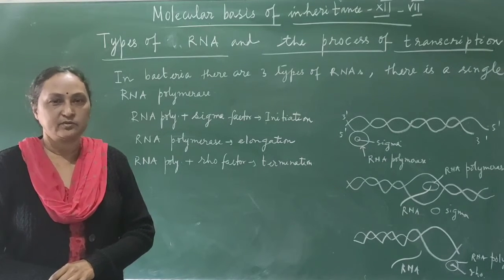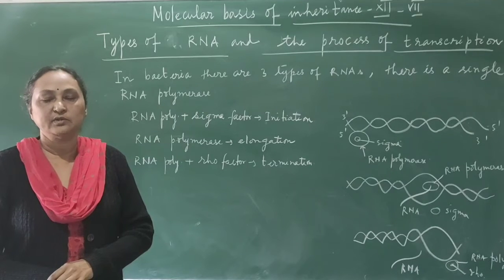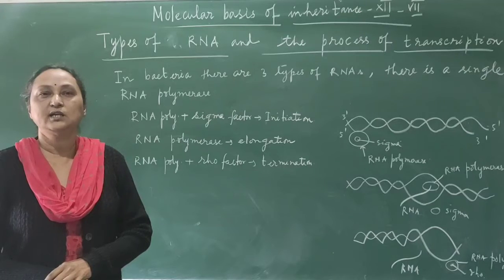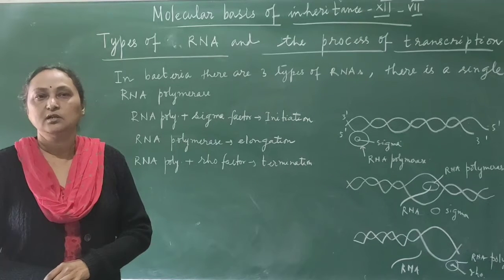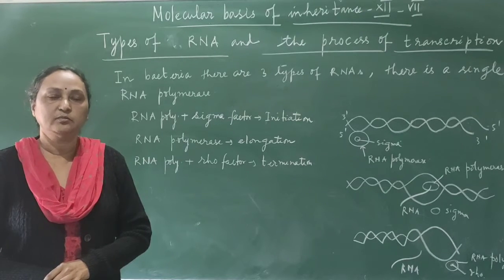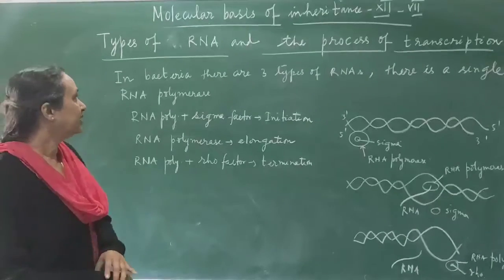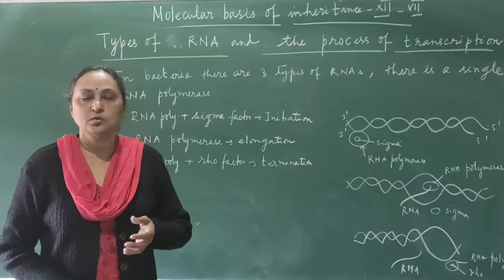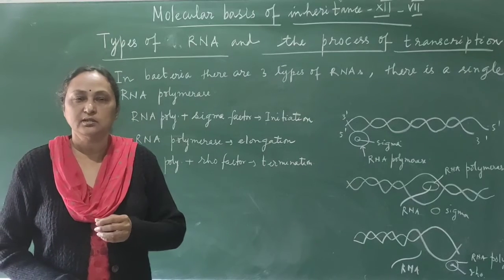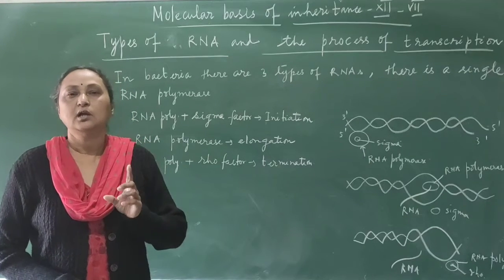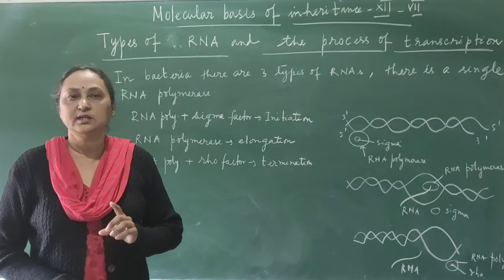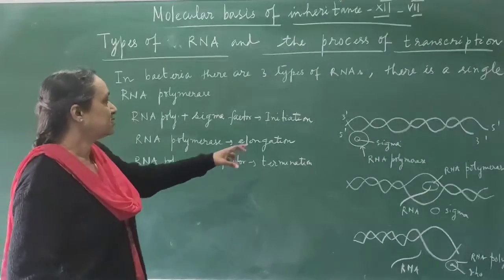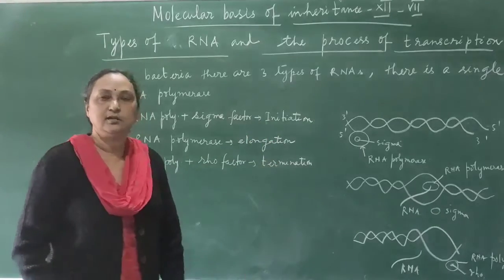Ribosomal RNA makes the ribosome. Transfer RNA brings amino acids to the site of protein synthesis, and messenger RNA gives the information about what kind of polypeptide or protein can be synthesized. But there is one single RNA polymerase, because the transcription process goes on in the presence of RNA polymerase. So now the question is how one single RNA polymerase can start all the three processes: initiation, elongation, and termination.